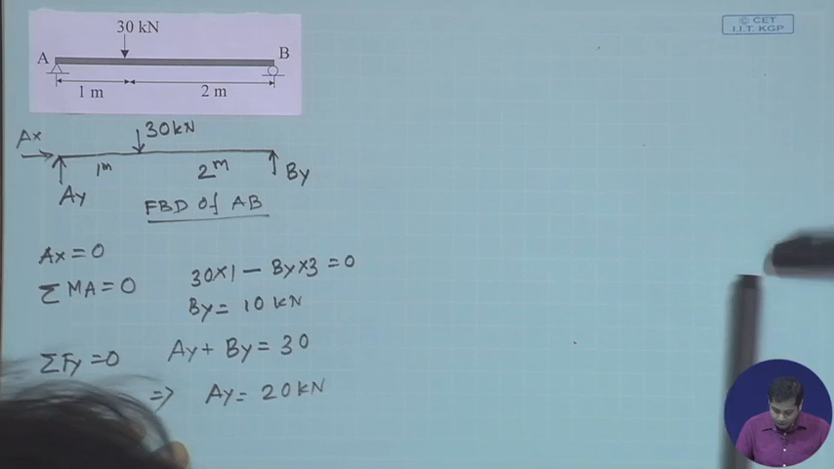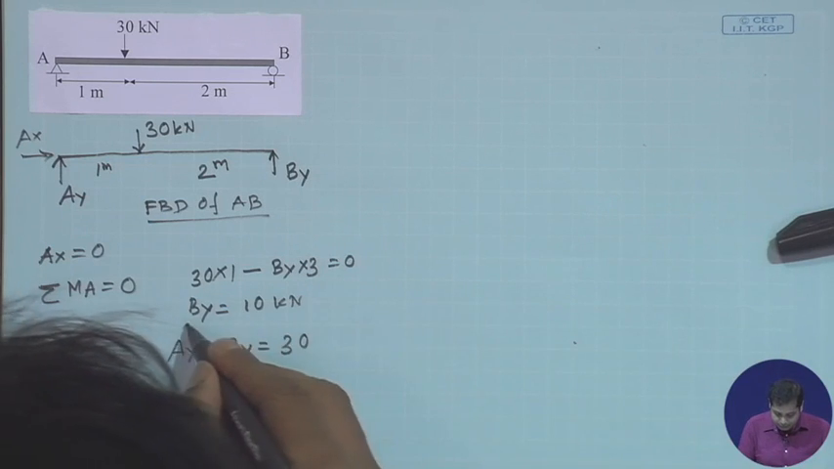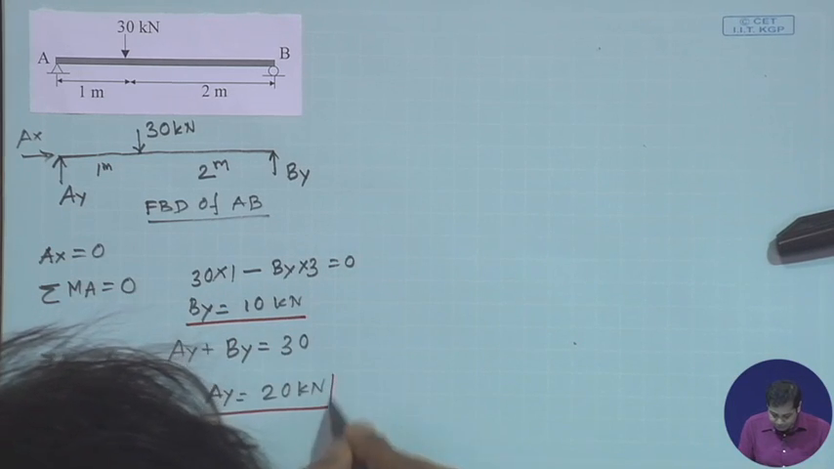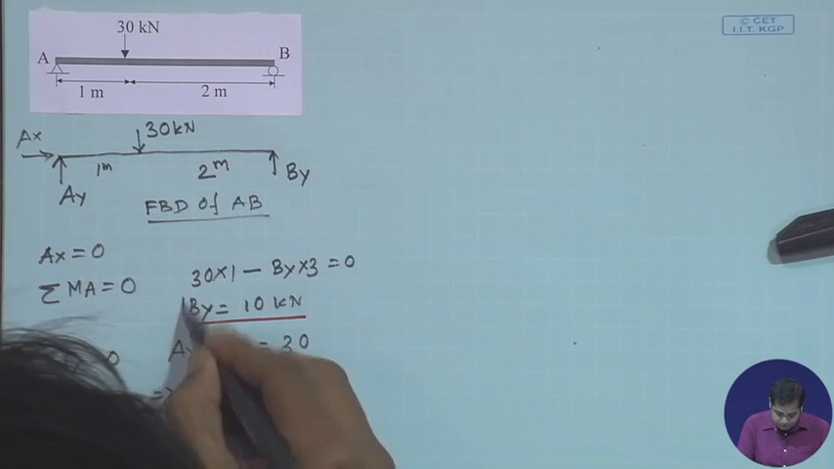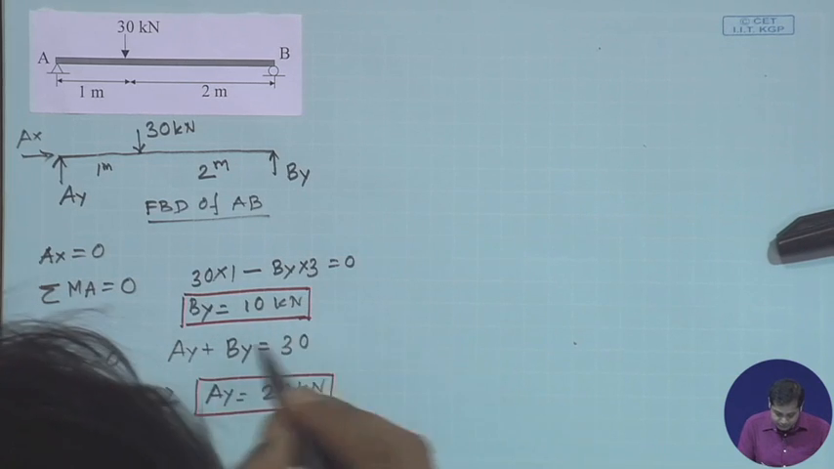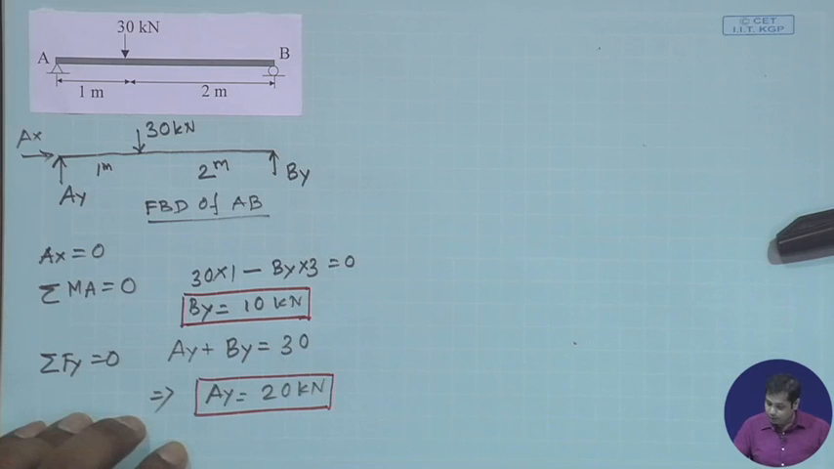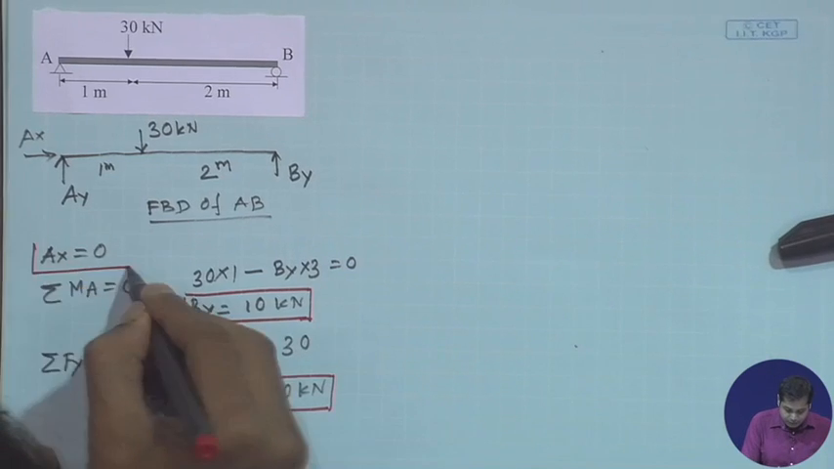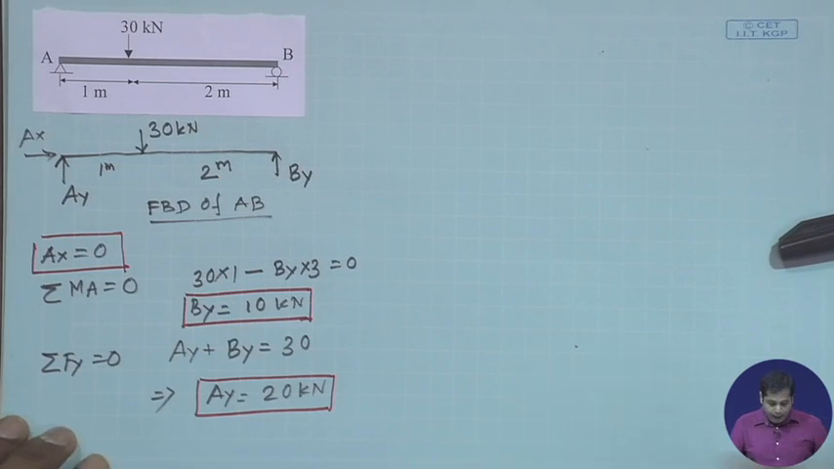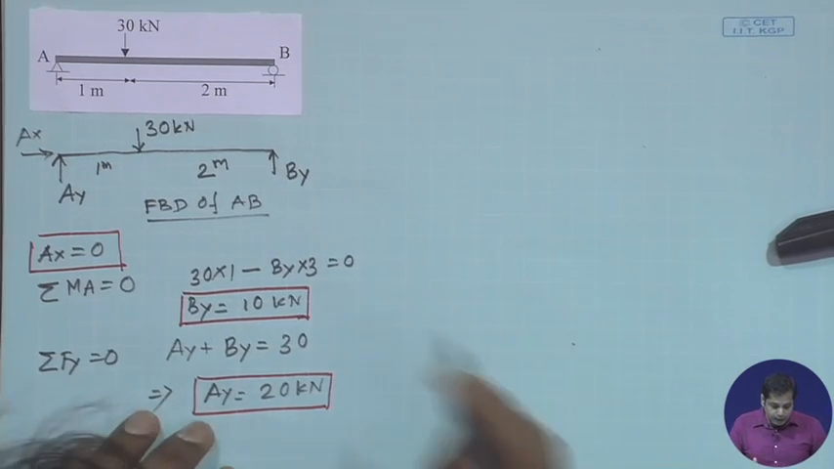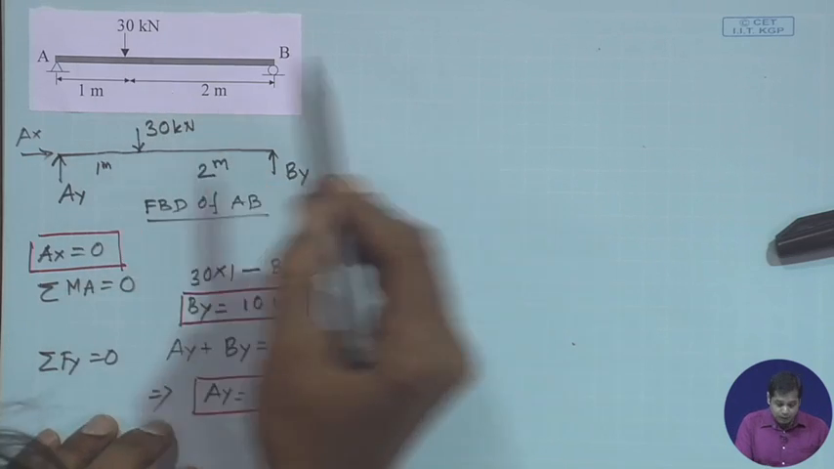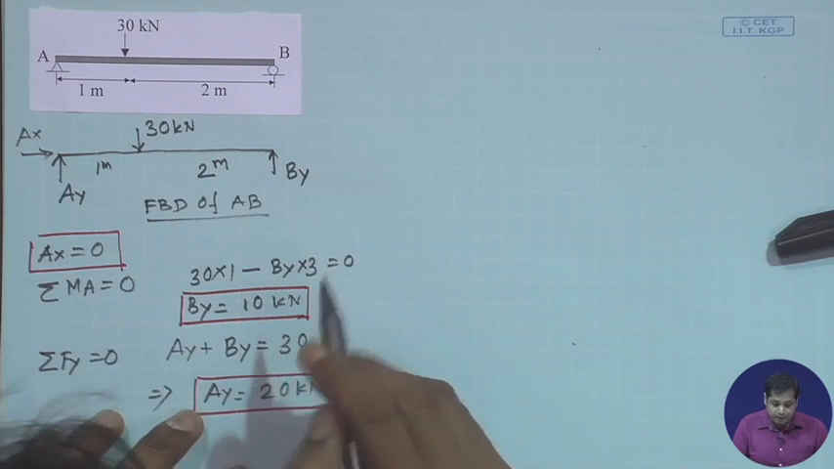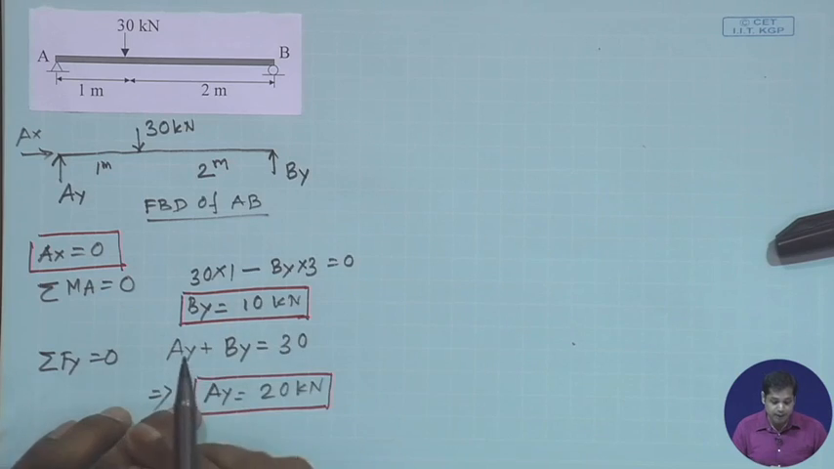Whenever you write force and moment, please write the unit also, because this is a common mistake I have seen, that you write the value but forget to mention the unit. So these are the support reactions, and Ax is equal to 0 is another support reaction. Now we need to find out the bending moment diagram and shear force diagram.